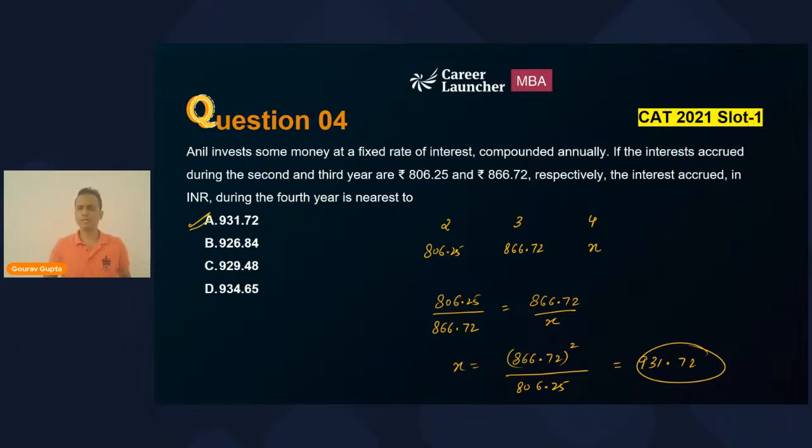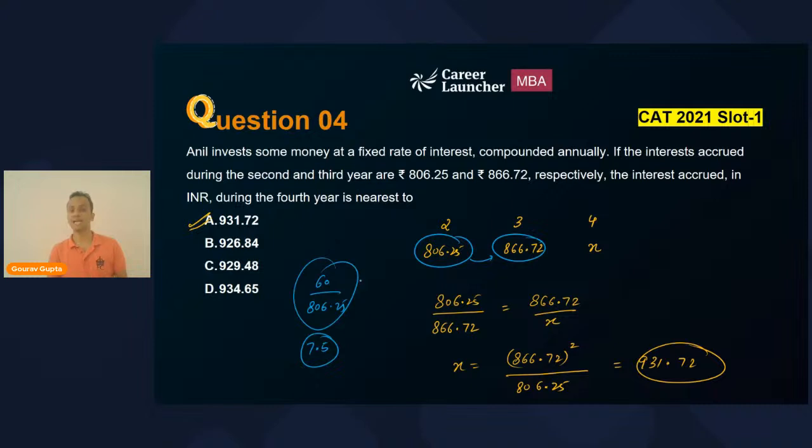So there is no need to get into the actual calculation. If I get into the calculations, from 806 up till 866, I can see that there is an increase of 60 over the initial value of 806.25. So this rate of interest will come out to be approximately 7.5. 7.5 तक तो ठीक है, but is it more than 7.5, less than 7.5? Then for that you will have to do exact calculation.